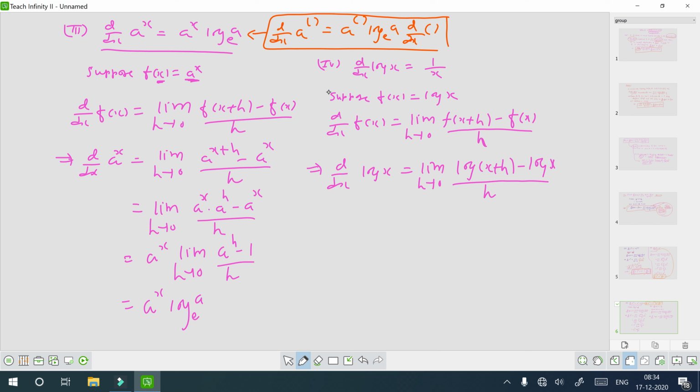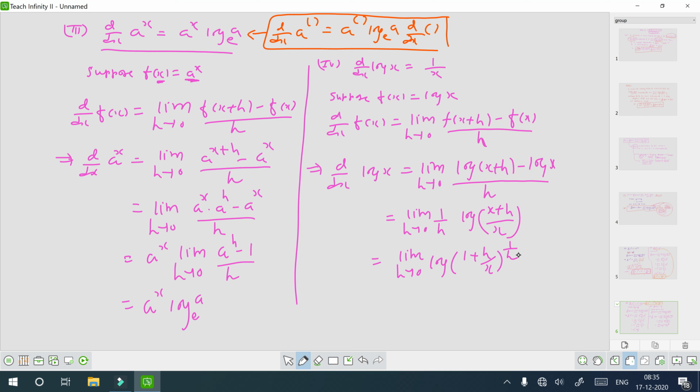Now see, that is equal to, can I write, limit h tends to 0 of 1 by h into log of (x+h) over x? Yes. Why? Mention a reason: because we know that log x minus log y is equal to log x by y. Clear? That we know. See, that is equal to, can I write, limit h tends to 0 of log of (1 plus h by x) raised to 1 by h?